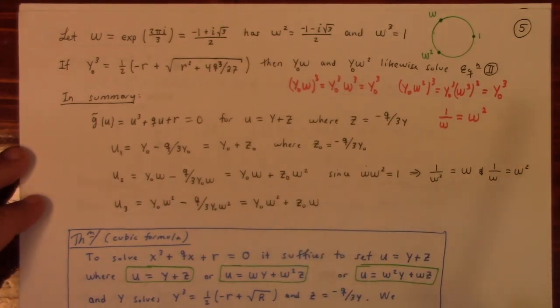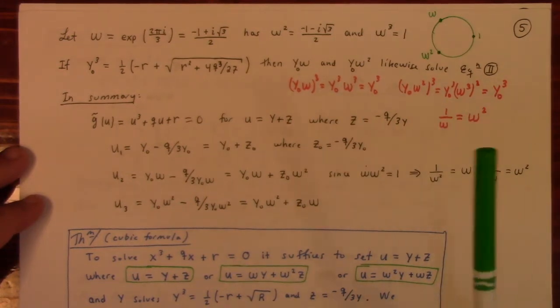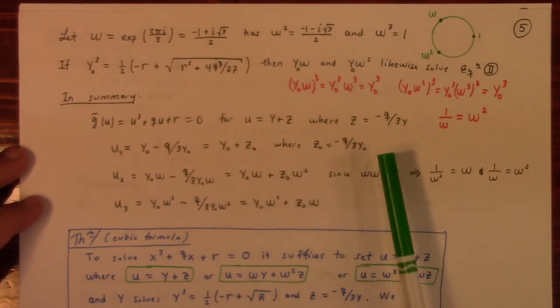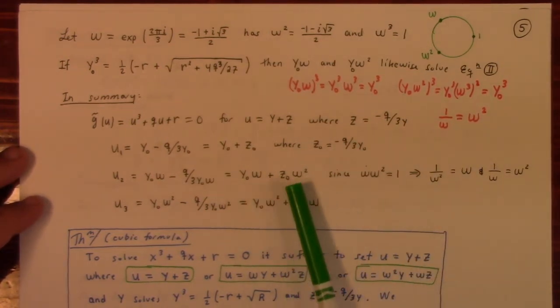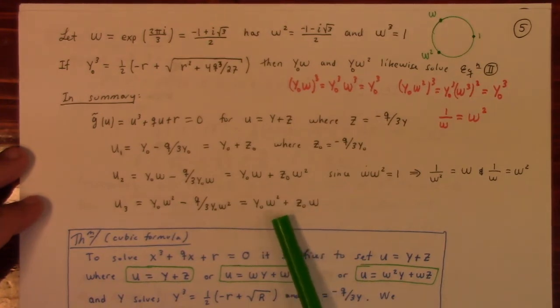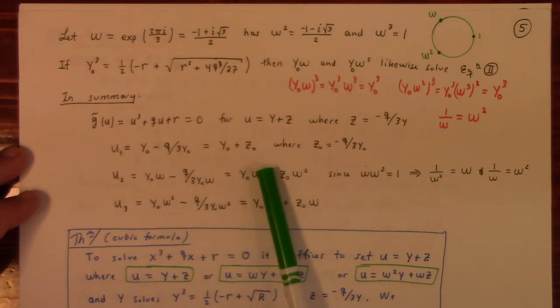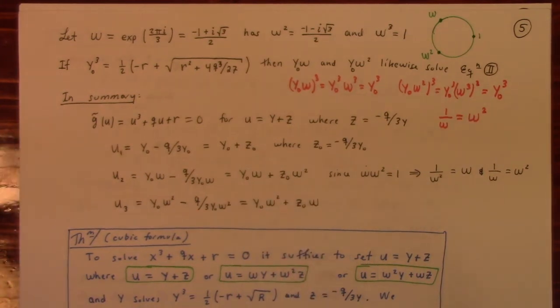Why is that plus? Should that be minus? What was z? Oh, the minus goes into the z. z naught is minus q over 3 y naught. Okay, great. So plus z naught omega squared, and then y naught omega squared plus z naught omega. All right? So these are my three solutions to the cubic equation.